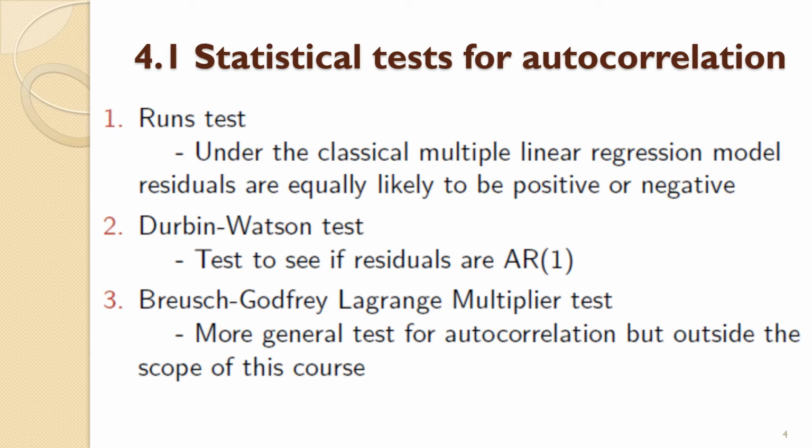So the idea is that if the classical multiple linear regression model is correctly specified, then the residuals are equally likely to be positive or negative. So we've seen an example of this in one of the graphs: sometimes if the regression model isn't correctly specified, then you get what are called runs of residuals that either take all positive values or negative values, and this wouldn't happen if the regression model was correctly specified.